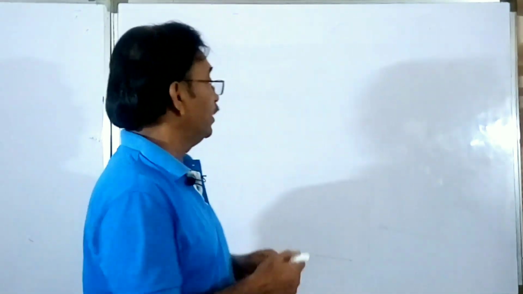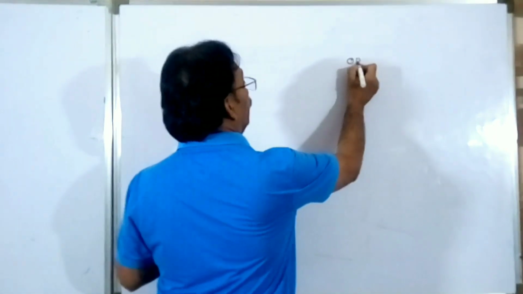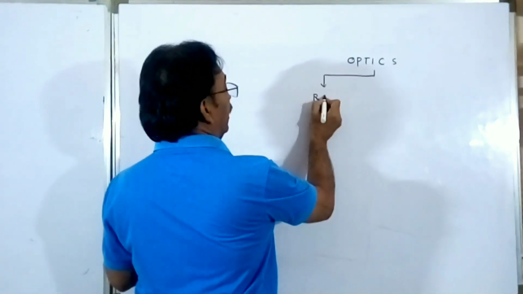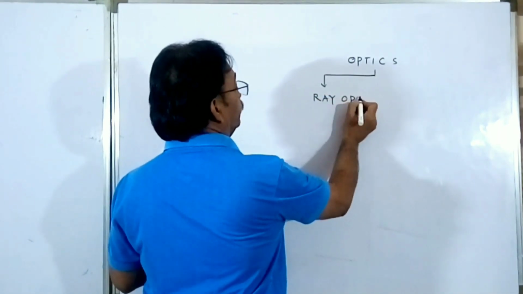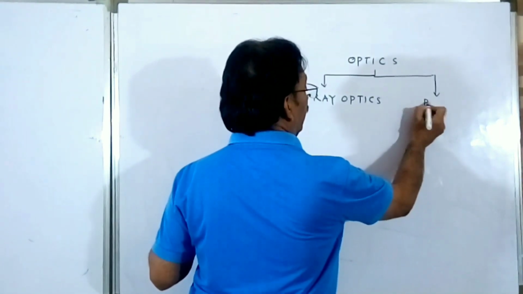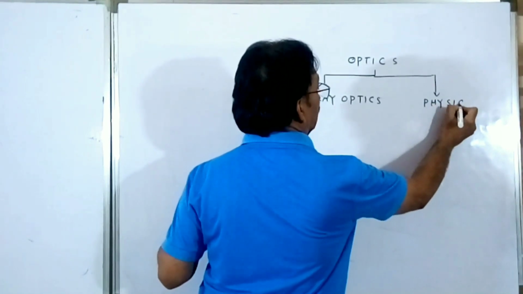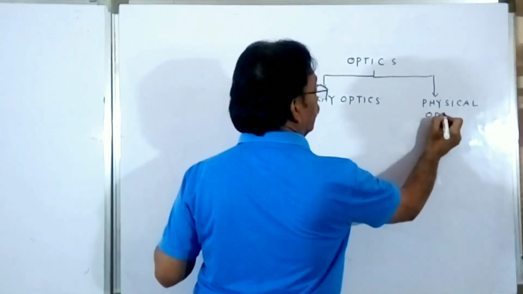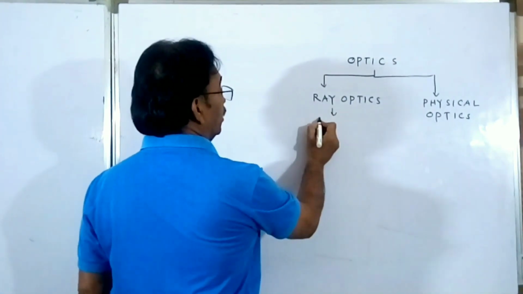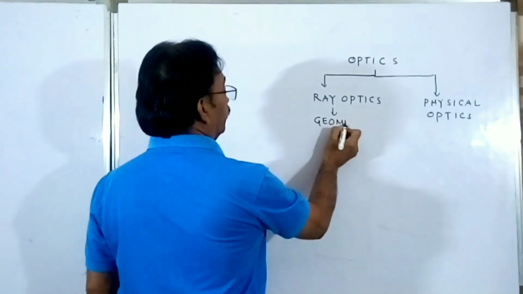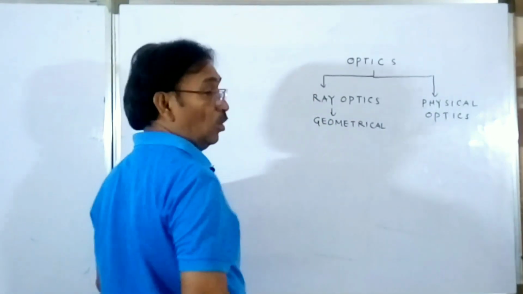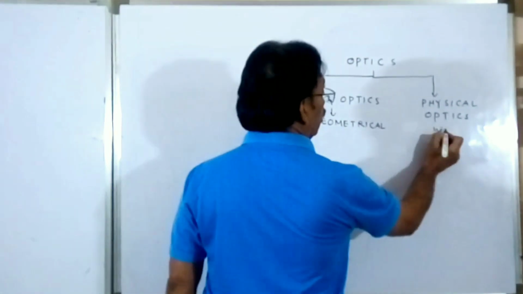We study optics in two ways. We are classifying optics into two types. One is ray optics and the second one is physical optics. This ray optics is also known as geometrical optics, and this one is also known as wave optics.